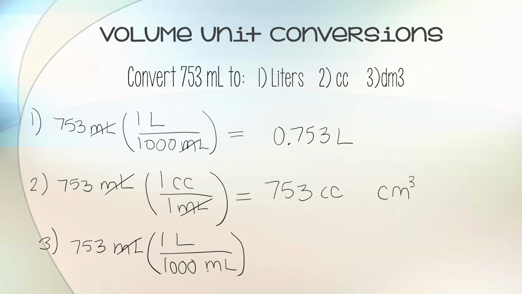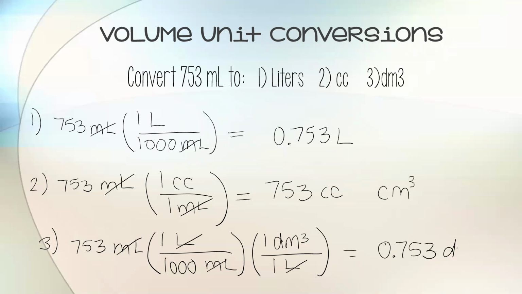My milliliters cancels my milliliters. Now I'm in liters. Now I can go 1 decimeter is equal to 1 liter. And then that cancels that. So you have to do 2 steps here. So 753 divided by 1,000 times 1, and I get 0.753 decimeters. So like I said, easy calculations. For right now, show the math just for good measure.